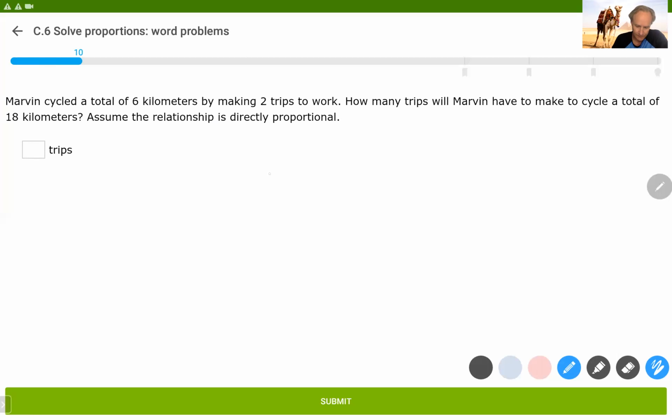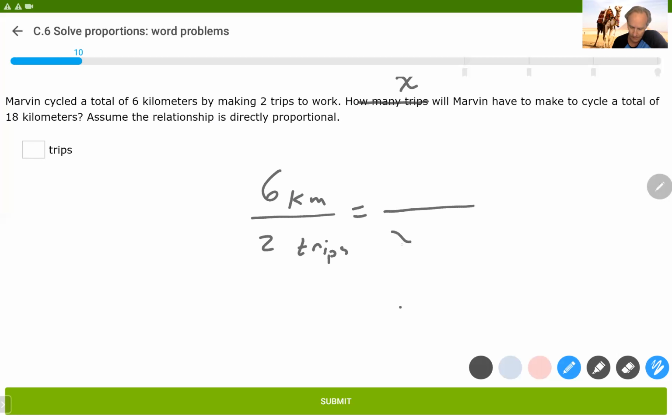6 kilometers and 2 trips. Now I could have just as easily written it the other way. I could have just as easily put 2 trips on top and 6 kilometers on the bottom. You want to put things that match up together. Now, how many trips? That means that we're talking about X trips. And 18 kilometers.